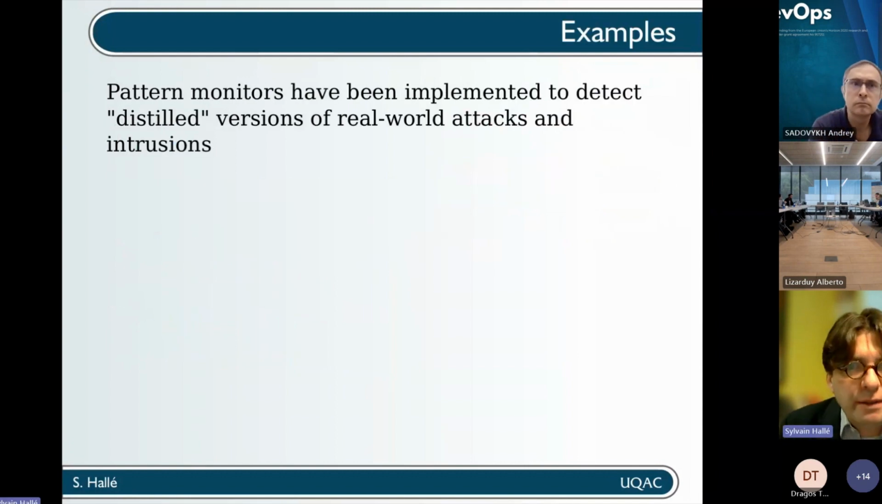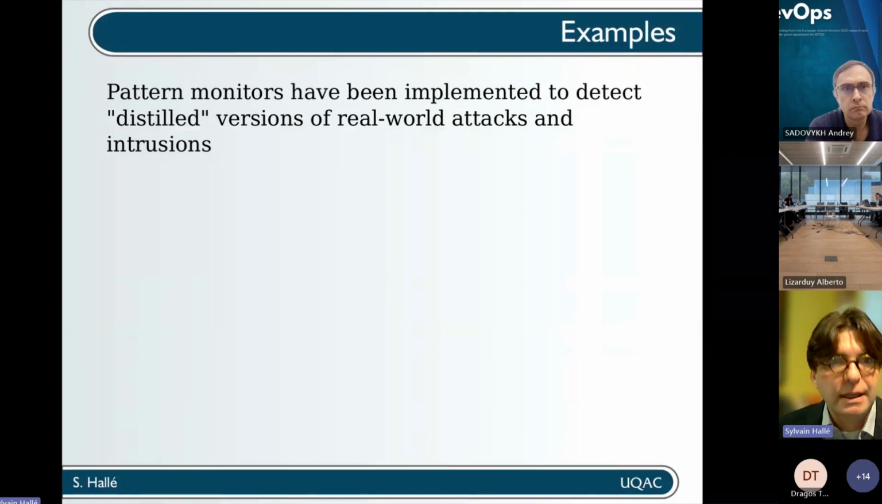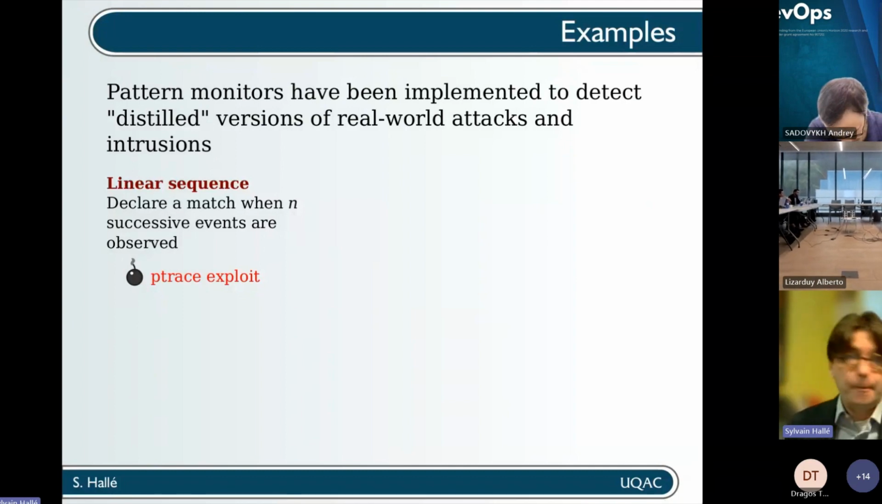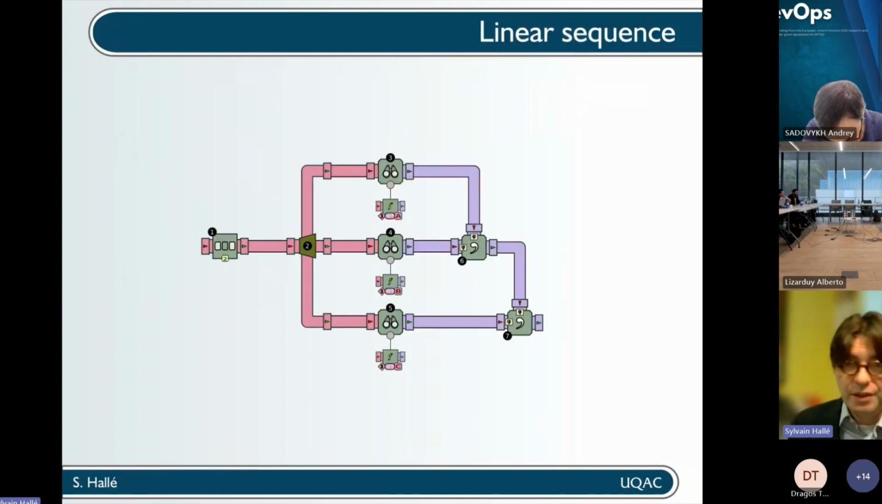So in order to evaluate the solution, we implemented pattern monitors to detect what I call distilled or simplified versions of real-world attacks and intrusion. The first is called linear sequence. It declares a match when n successive events are observed in a particular order. It corresponds to a pattern that has been observed in the ptrace exploit, that is a well-known security incident. And this is the monitor that observes this pattern.